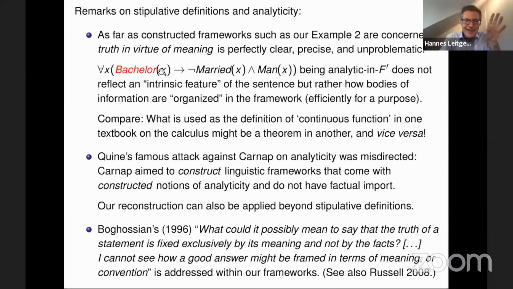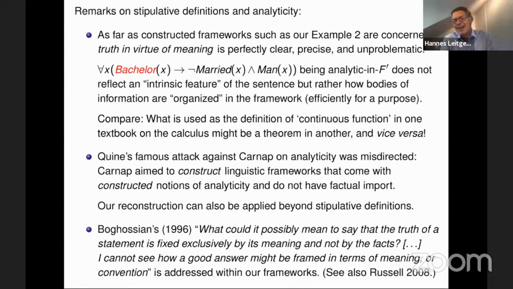If that sentence here in framework F prime is analytic, that doesn't reflect anything intrinsic about that sentence, but really it reflects how a body of information is organized in the framework, hopefully efficiently for a certain purpose. Okay, that's all. That's why one and the same sentence can be analytic in one framework, but synthetic, not analytic, in another framework, because then the framework is set up differently.